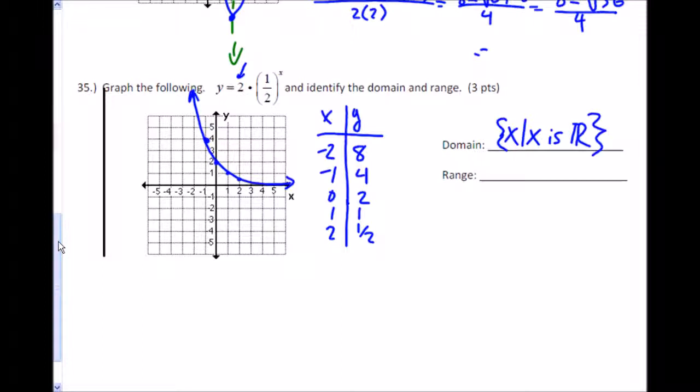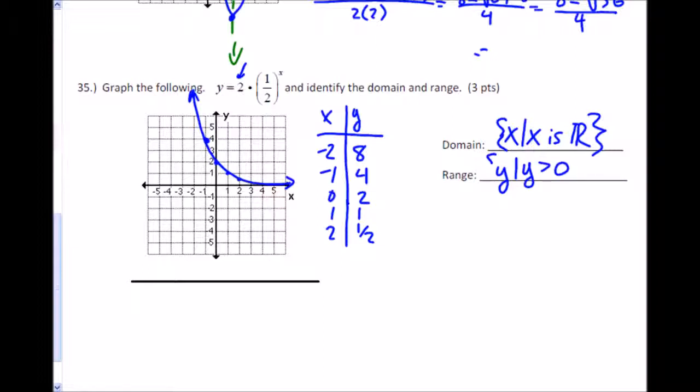And the range, again, I just take a y equals line, a horizontal line, and I drag it across here. Notice it doesn't touch anything down here. It starts touching right here, just above 0, and goes up from there. And notice the line never actually touches 0. So the y values is y such that y is greater than 0. And notice it's not equal to 0. We're never actually going to touch that line. It just gets closer and closer. Okay?